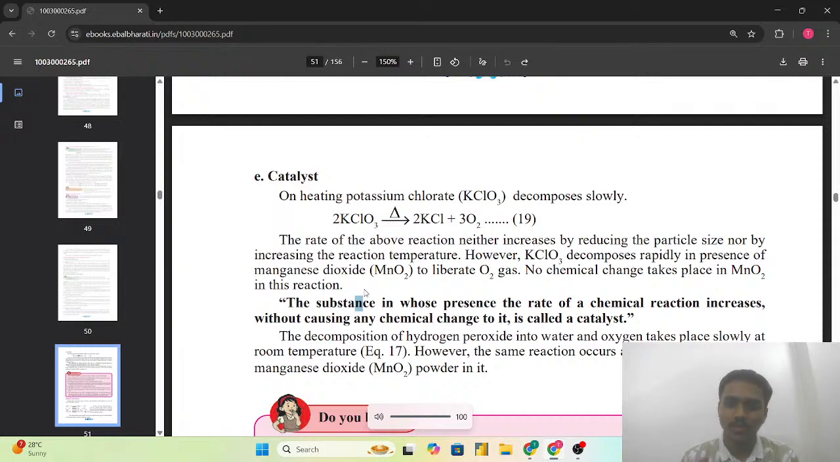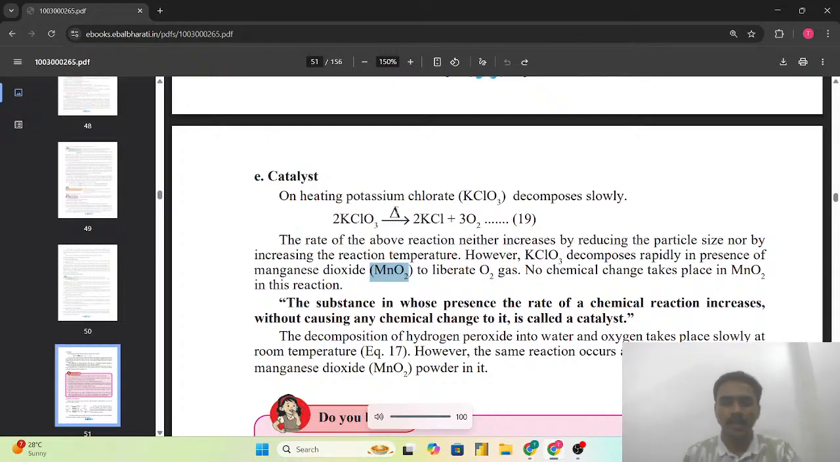So to increase the rate of the reaction, we have to add a catalyst. So here we are adding the catalyst, that is the manganese dioxide. If we add manganese dioxide as the catalyst in this reaction, the rate of the reaction will also increase. No chemical change takes place in the MnO2 in this reaction.